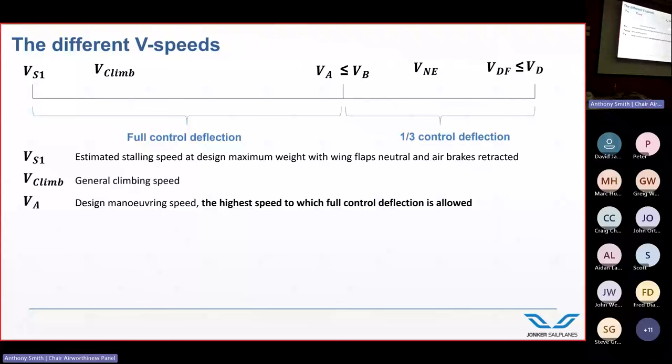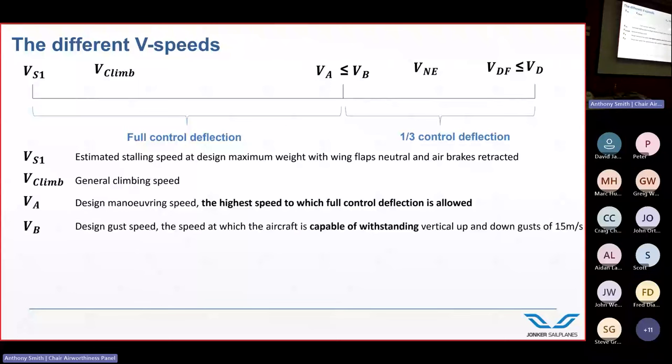All right. VB, again, is the speed at which the aircraft is capable of withstanding vertical up or down gusts of up to 15 meters per second. So it's quite a serious gust. And when we design it, the gust is quite a steep ramp up. So it's a massive acceleration on the airframe. And this is why VB is, for the design engineer, the most critical speed to consider. And we'll check now on the envelope when we get there.